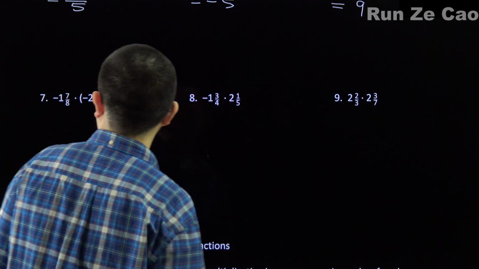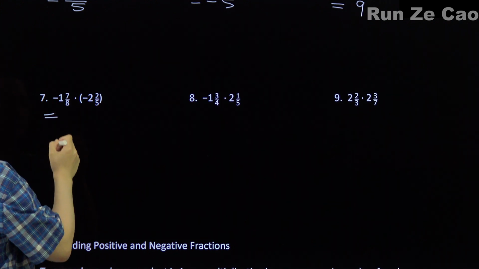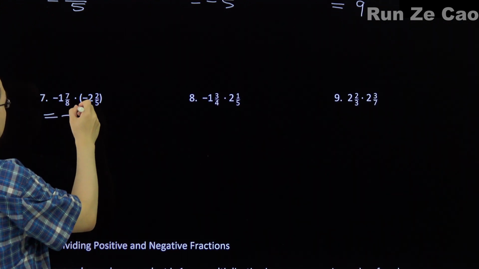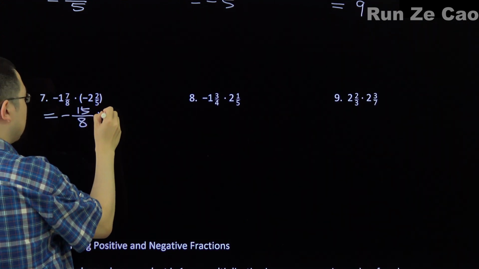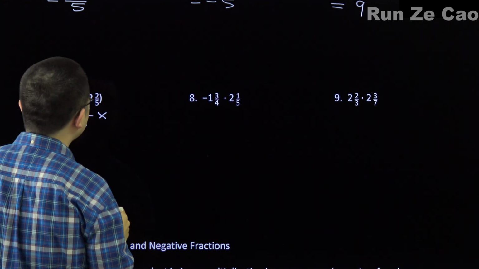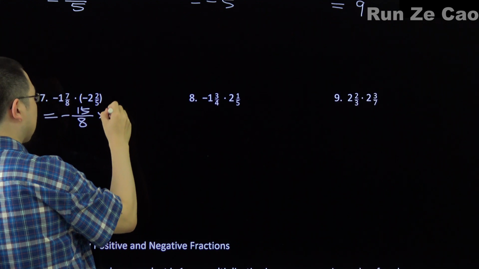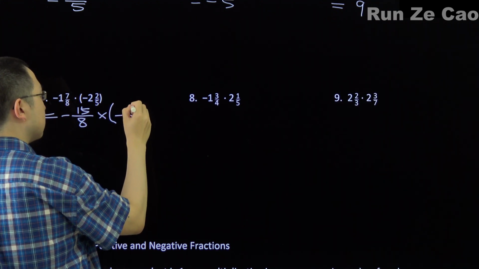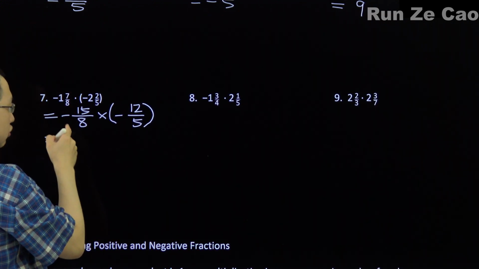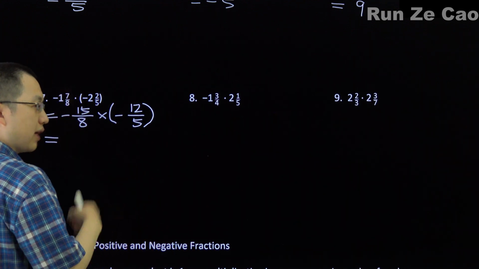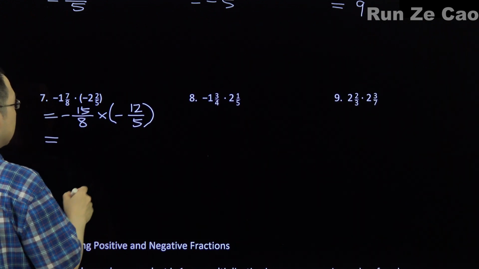Now, negative 1 and 7/8 times negative 2 and 2/5. That is going to be negative 8 plus 7 is 15 over 8 times 2 times 5 is 10. 10 plus 2 is 12, right? Yeah, what about the negative symbol? Keep the negative symbol. That's important business. So 12 over 5. There are two negative symbols here that are being multiplied together. They will cancel each other out, and therefore the result is positive.